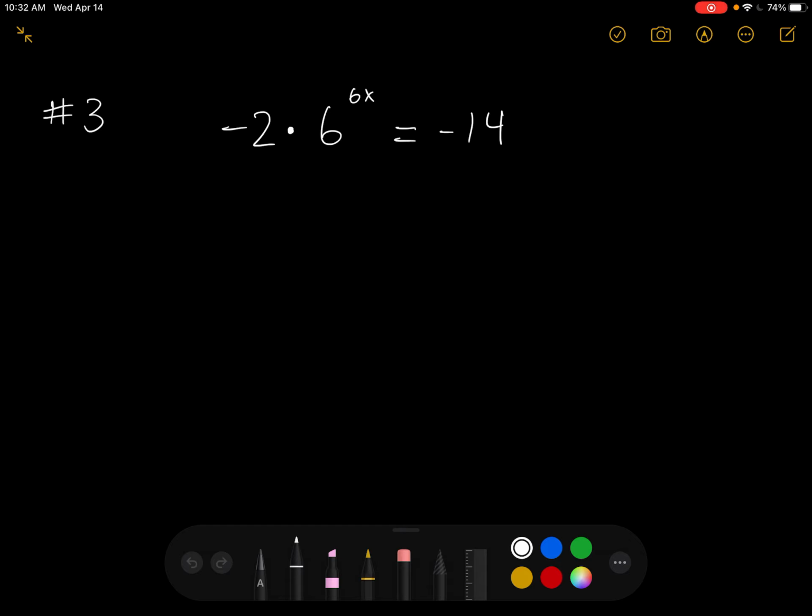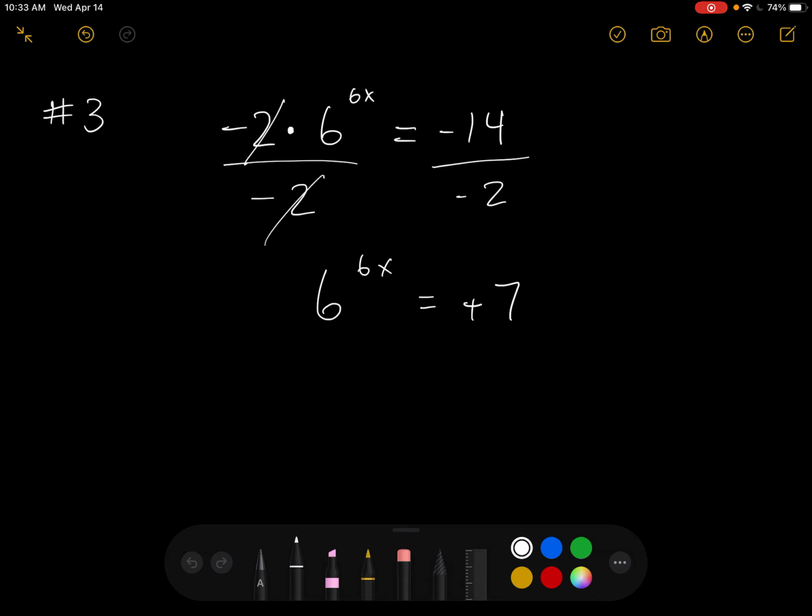So what we have to do is get this by itself, and to do that, we have to get rid of this negative 2. Since they are bound by multiplication, we're going to do the opposite. We're going to divide both sides by negative 2, because then negative 2 divided by negative 2 is just 1, so these cancel out, and we're left with 6 raised to the power x is equal to negative 14 divided by negative 2, which is positive 7, right?